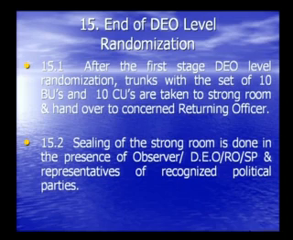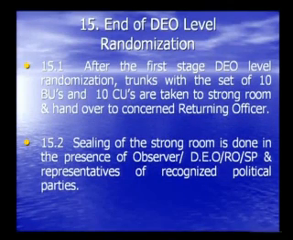After the first stage, DO level randomization, trunks with a set of 10 BUs or CUs are taken to the strong room and handed over to the concerned returning officers. As you know, in the assembly elections, the DO was one, but returning officers were many. In case of Madhya Pradesh, each assembly had 1 RO. There were some returning officers who were in charge of 2 assemblies also.